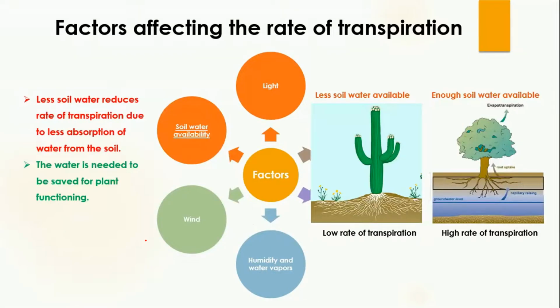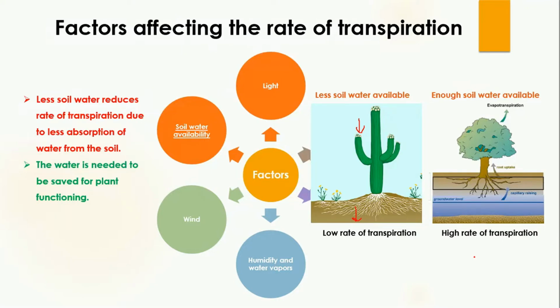The last factor that affects the rate of transpiration is soil water availability. Less soil water reduces the rate of transpiration due to less absorption of water from the soil. If you take the example of desert plants, we know that desert plants have less water in the soil. To save this less water, their rate of transpiration is also very less, so that they can just accommodate the water in their stems and no water is lost in the form of water vapors.